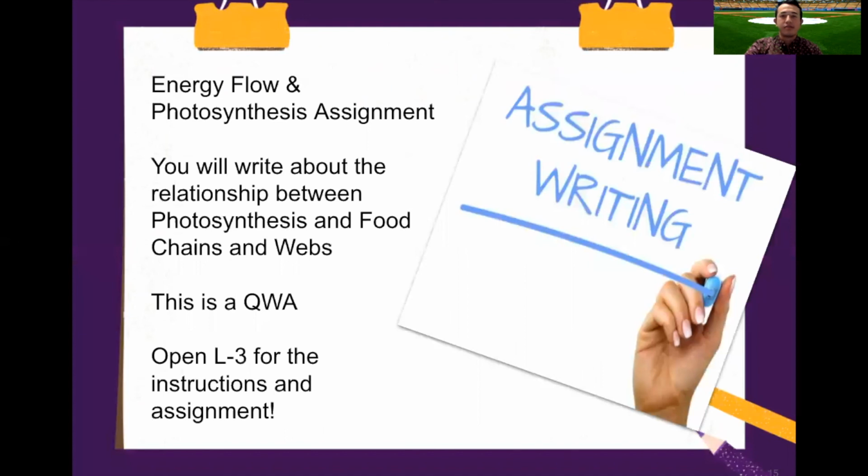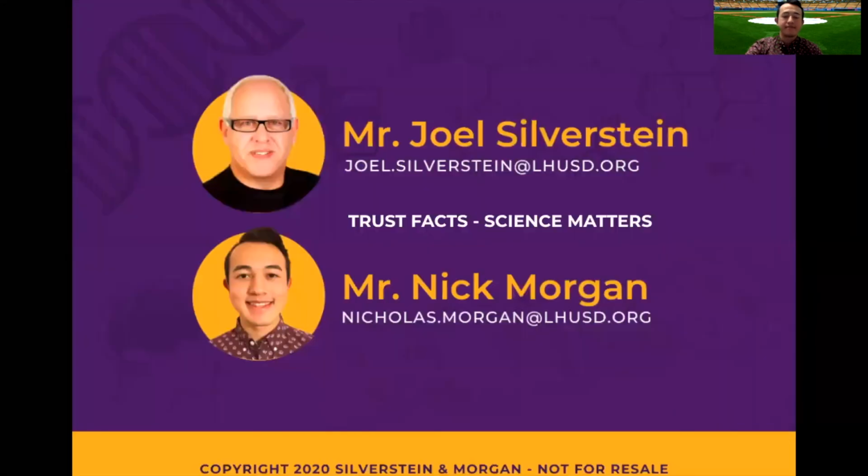So to wrap up this lesson, we've got an energy flow and photosynthesis assignment. You guys will write about the relationship between photosynthesis and food chains and webs. This is going to be a quarterly writing assignment. Go ahead and open lesson 3 for the instructions and the assignment. You guys will see the prompt there and the questions to answer.